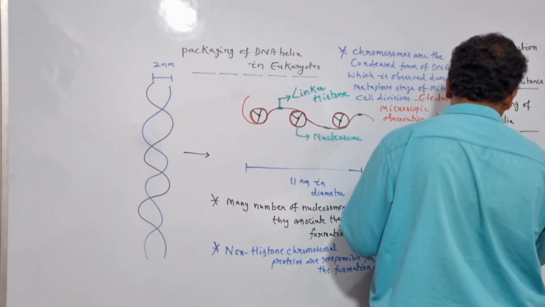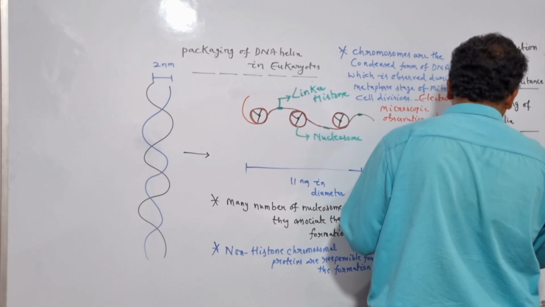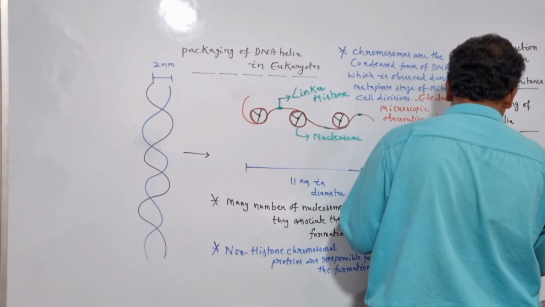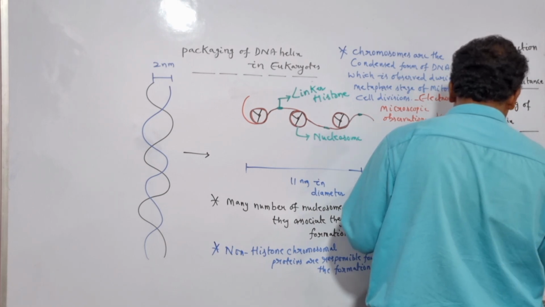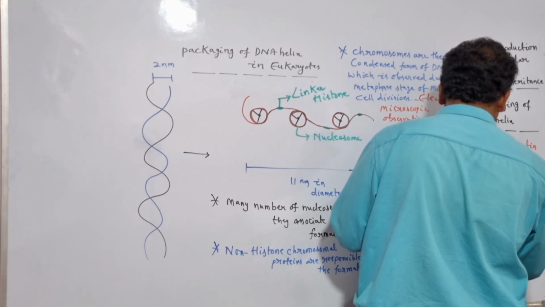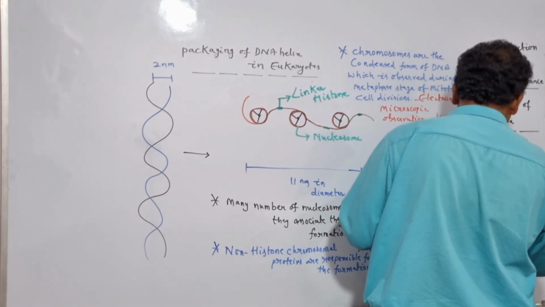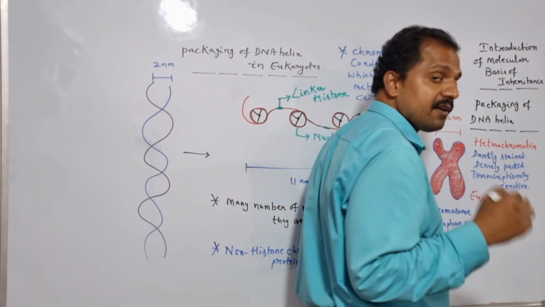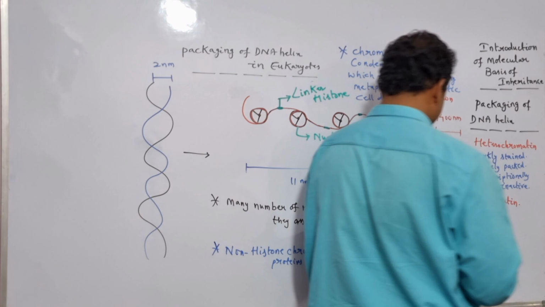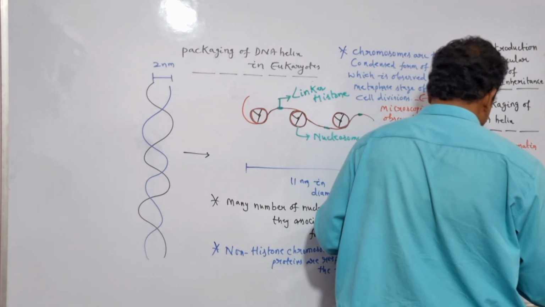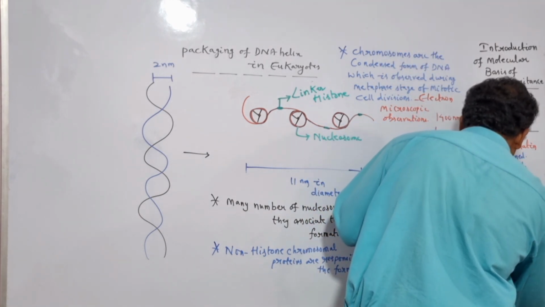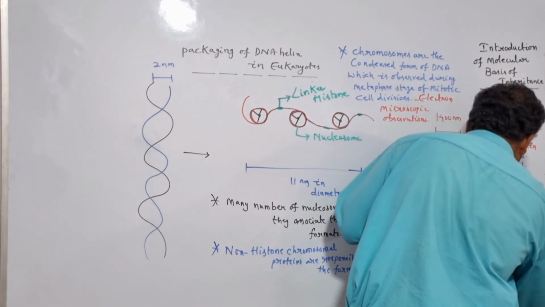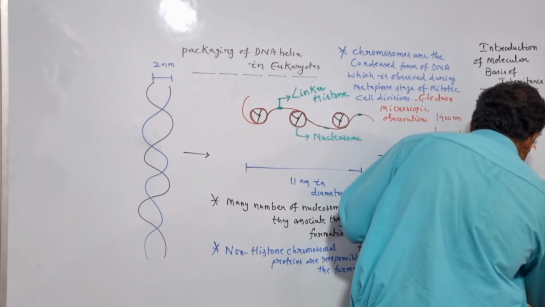Heterochromatin is darkly stained and densely packed and it is transcriptionally inactive. And most commonly heterochromatin is observed during the mitotic stage, whereas euchromatin is loosely packed and lightly stained and transcriptionally active.